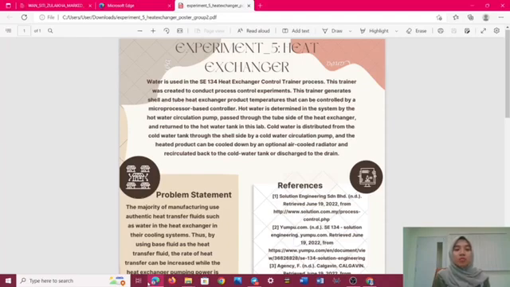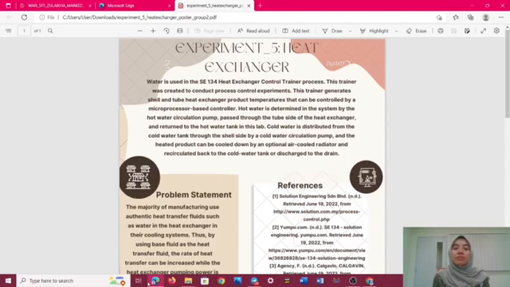We are from group 2 and I will explain about lab 5, which is heat exchanger. We start with the introduction. Water is used in the SE134 heat exchanger process control trainer. This trainer was created to conduct process control experiments.